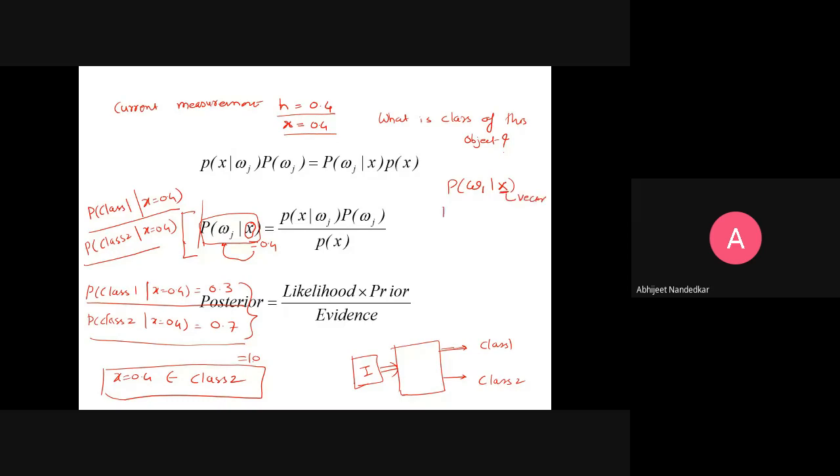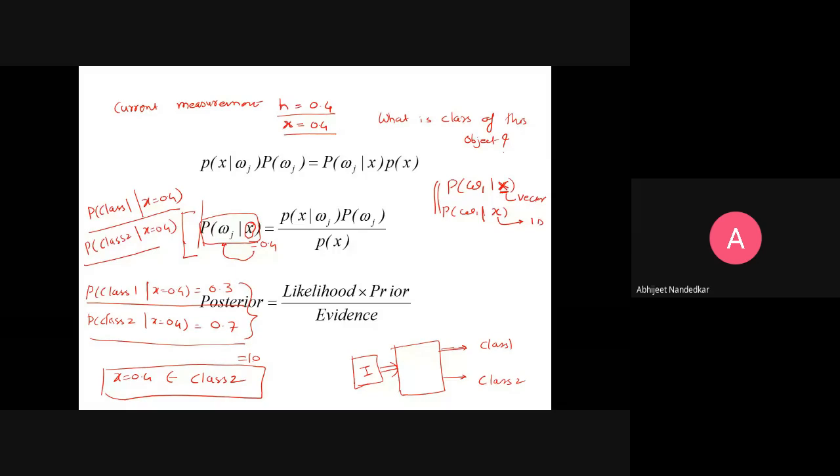So if I write probability of omega 1 given small x, that means this feature is one dimensional. When I write capital X, it is at least two dimensional. So if it is multi-dimensional, I will be using X. If it is single dimensional, I will be using small x. So this is the posterior or prediction.